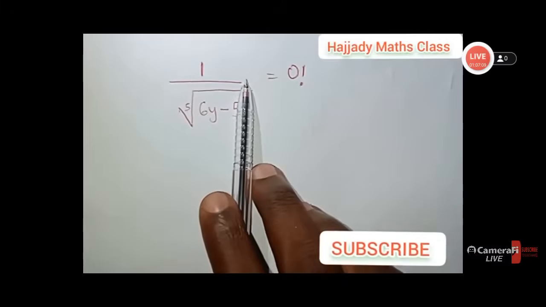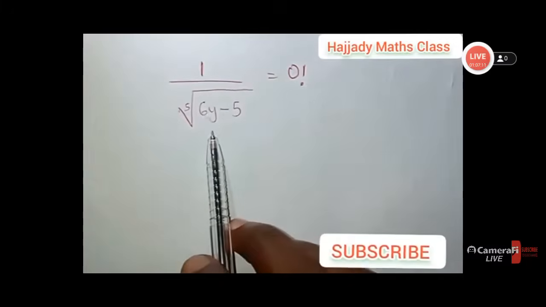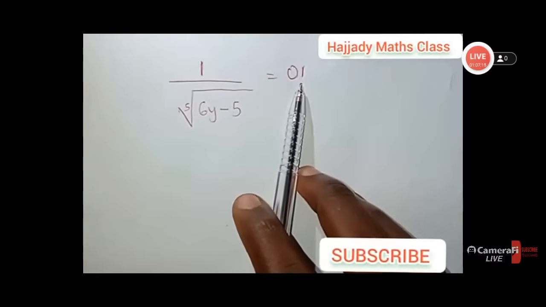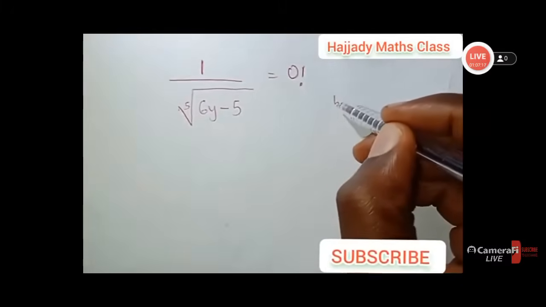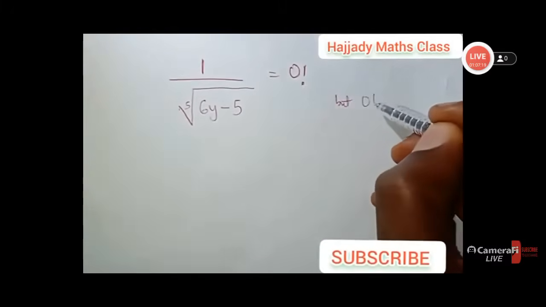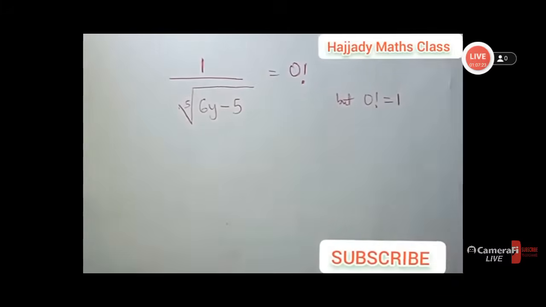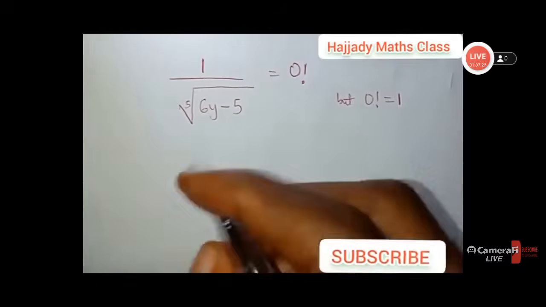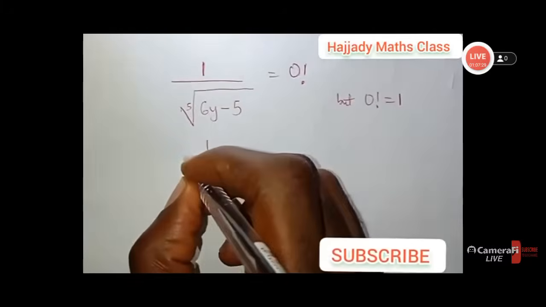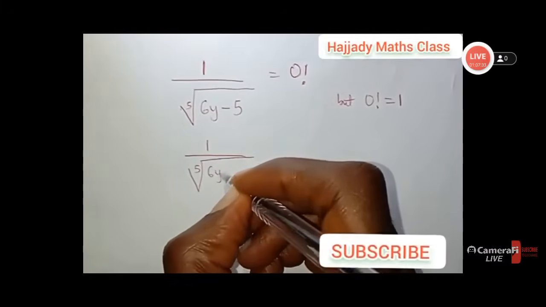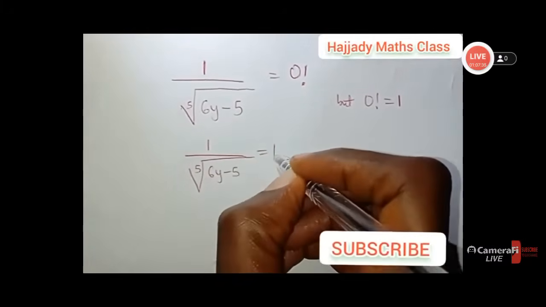Now today we'll be solving this question. We have 1 over the 5th root of 6y minus 5 equals 0 factorial. Mathematically speaking, we know that 0 factorial is equivalent to what? 1. It is the same as 1. You can press your calculator to confirm that. So that shows this is taking the place of 1. So here we have 1 over the 5th root of 6y minus 5 equals 1.